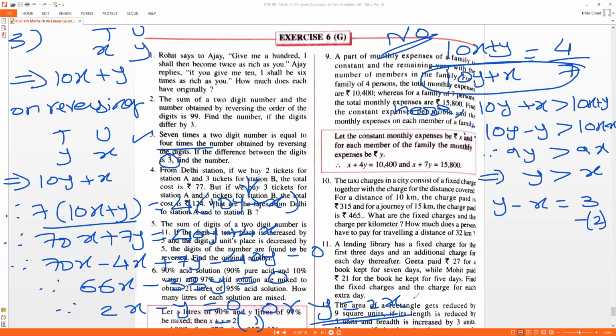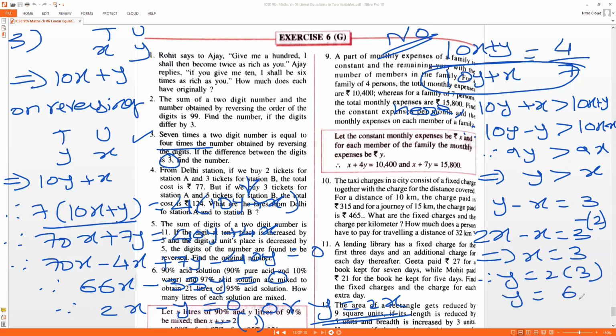Yes, here you can directly substitute the value of y. So you get 2x minus x is 3. That means x is 3, right? So y will be twice of 3. So y will be 6. So what is the number? The required number is xy, 36, right? 36, not 63. If you write 63, you will lose the entire marks. This is not correct. This is not similar to the previous sum.